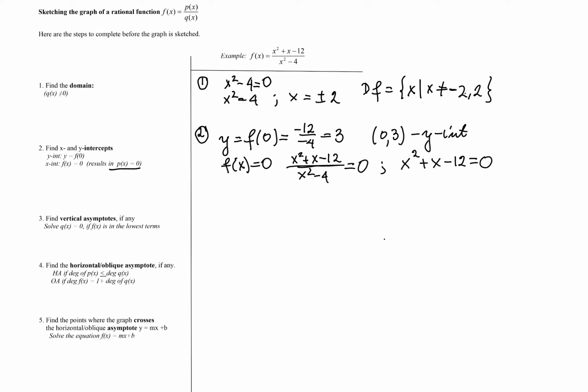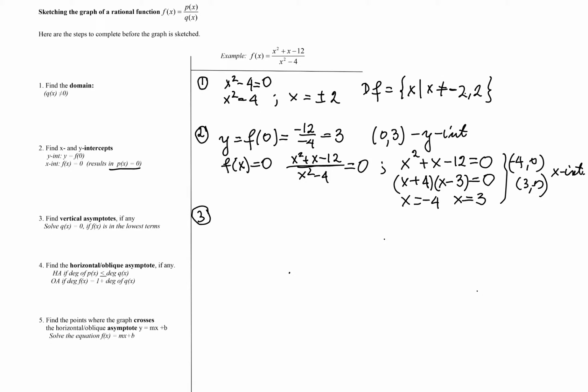This is a quadratic equation, and therefore we can solve it, for example, by factoring. This polynomial factors as (x plus 4) times (x minus 3). So the equation gives me the zeros negative 4 and 3. So the points (negative 4, 0) and (3, 0) are the x-intercepts.